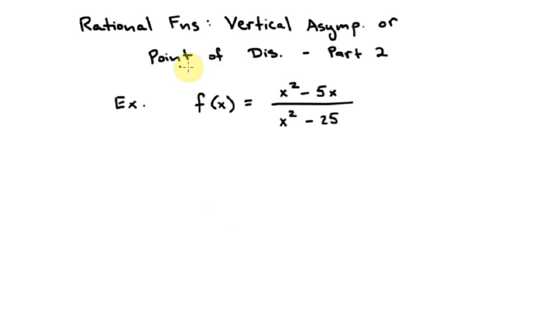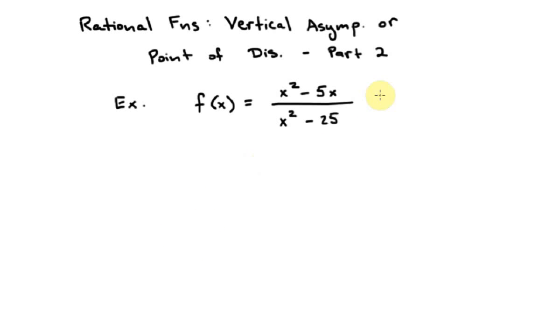What we have here is rational functions, vertical asymptotes, or point of discontinuity, part 2. So I'm not even really going to try and produce the graph here. All I'm really trying to do is identify, are there any vertical asymptotes or are there any points of discontinuity? And if so, where are they? And that's all I'm going to do.